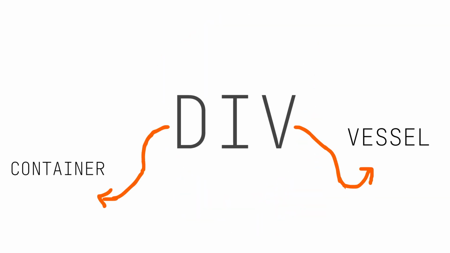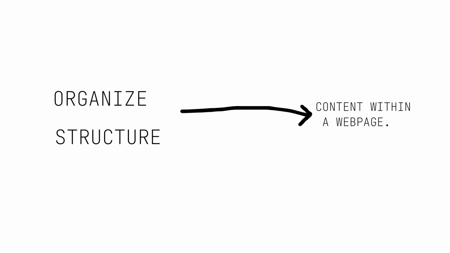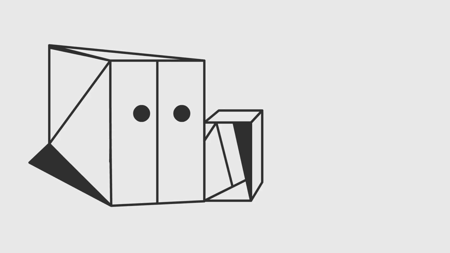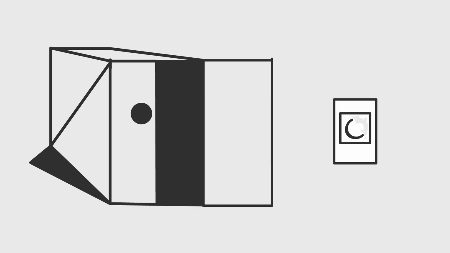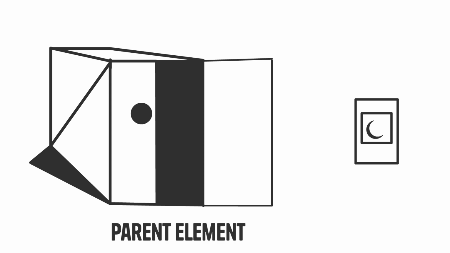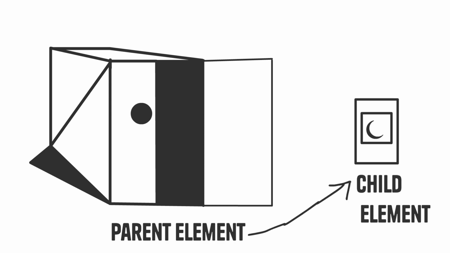Div works as a container, or a vessel that helps to organize and structure the content within a web page. You can imagine it as a box element that contains other HTML elements. It's not necessarily a box. Its appearance can be customized by manipulating the borders and applying different styles to make the shape you want to. The div acts as a parent element with other elements inside of it, referred to as child elements.